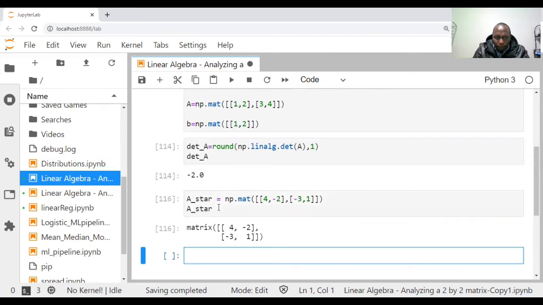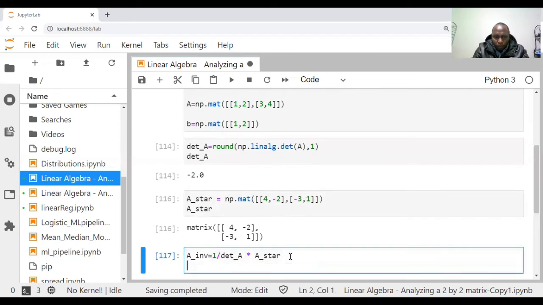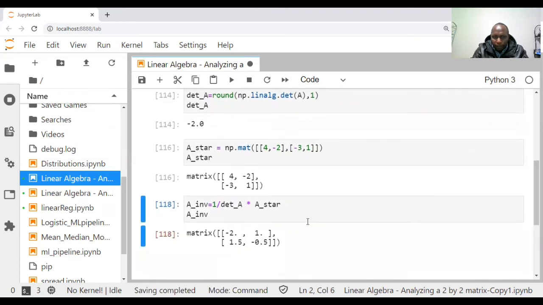The next thing you do after that is to find the A inverse. The A inverse matrix is found by multiplying the reciprocal of the determinant of matrix A by the A star matrix. So A underscore inv is our A inverse matrix. And you can see we have stored it correctly. And that is what we expected. So if you look at our previous video, that's what we found.